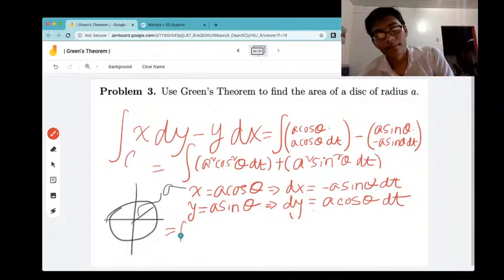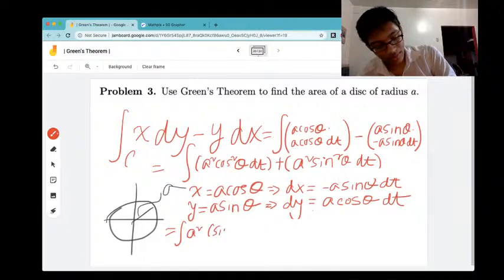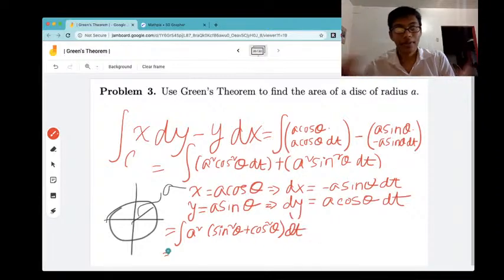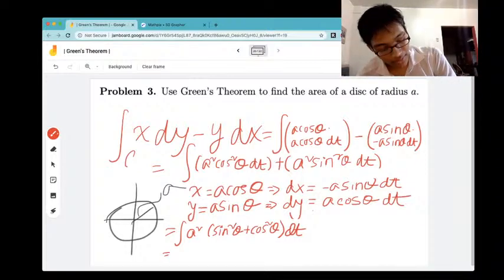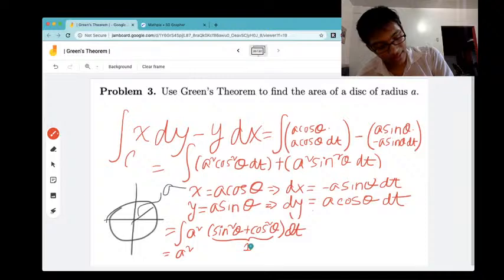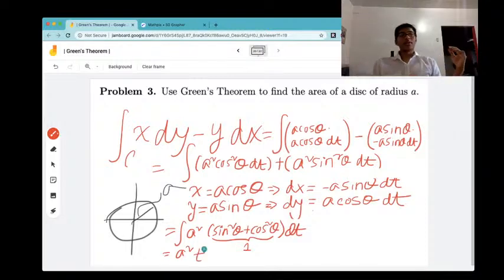So let's factor out that a squared, so that I'll just get that simple trigonometric function right there. If we can just factor out that a squared, and of course this becomes 1 dt. That tells me that this will become a squared t.